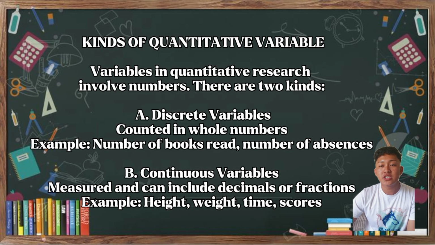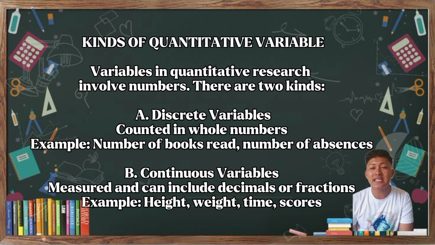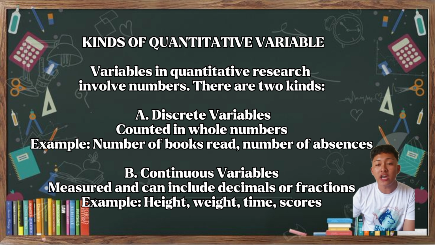Kinds of quantitative variables. Quantitative research involves numbers. There are two kinds. A. Discrete variables, counted in whole numbers. Examples, number of books read, number of absences. B. Continuous variables, measured and can include decimals or fractions. Examples, height, weight, time, and scores.